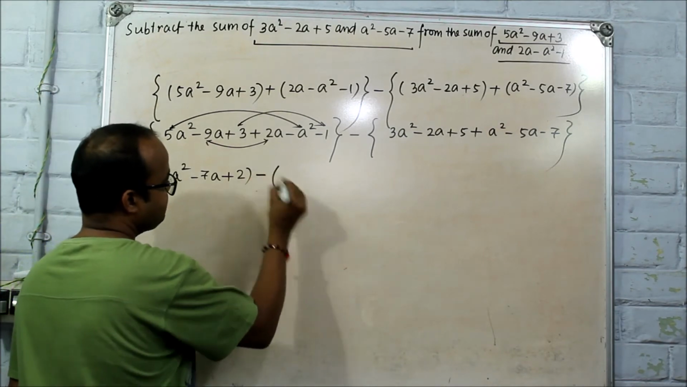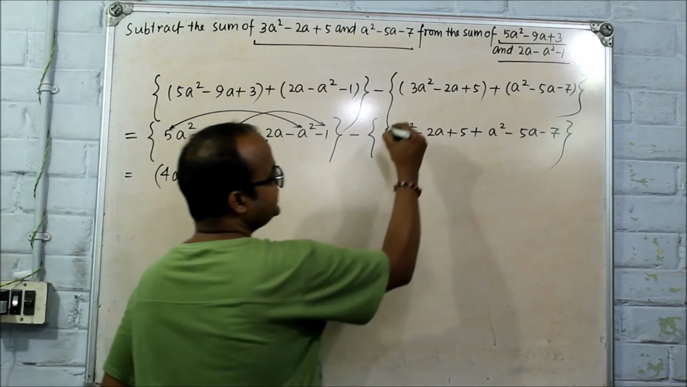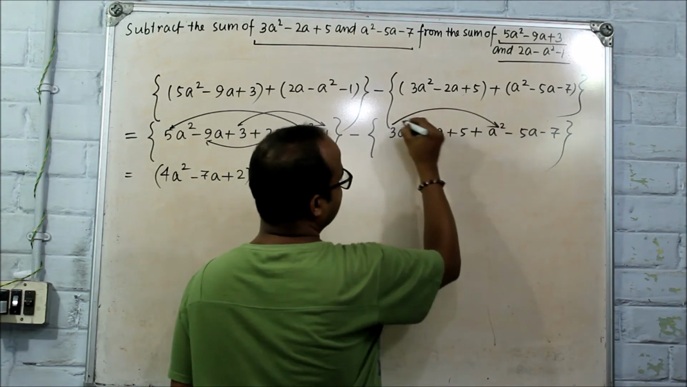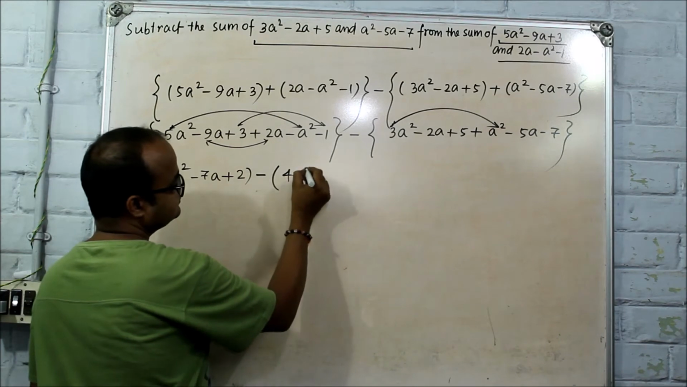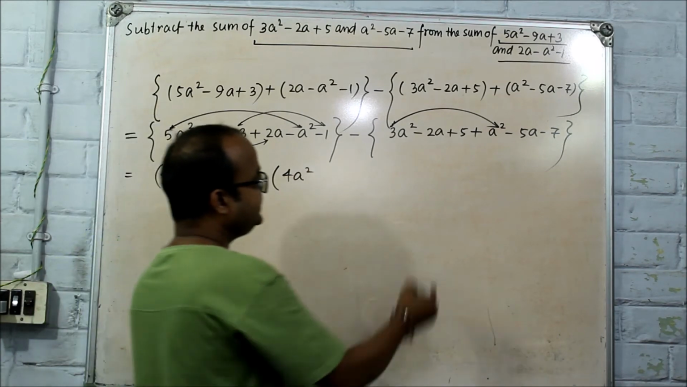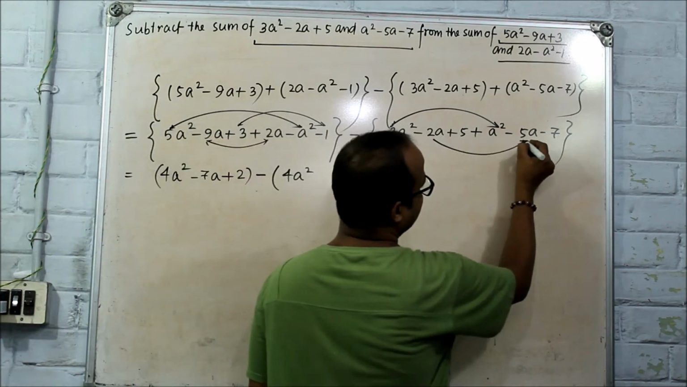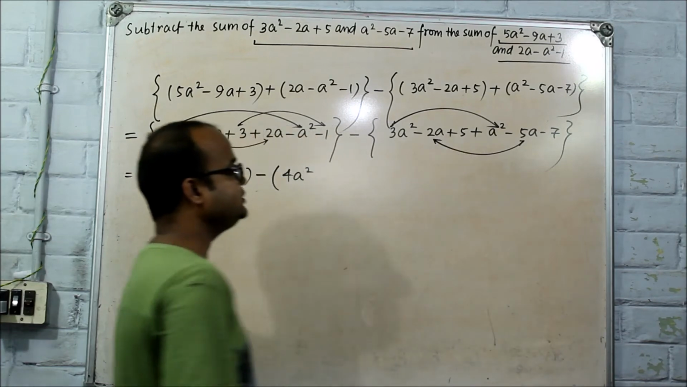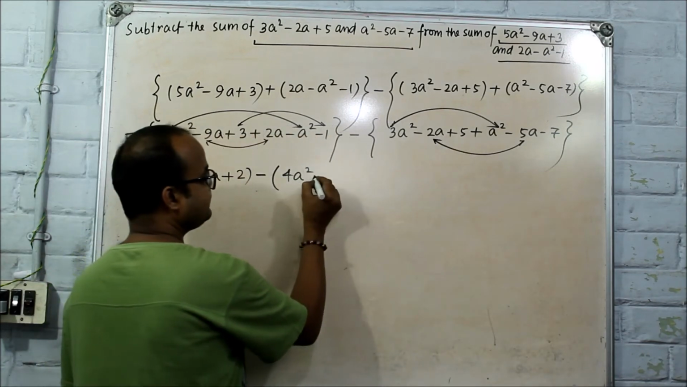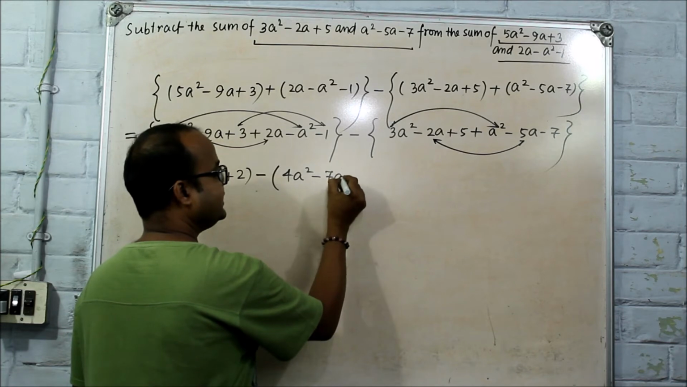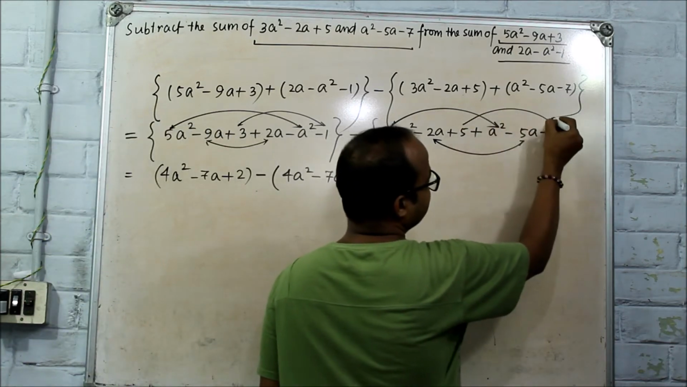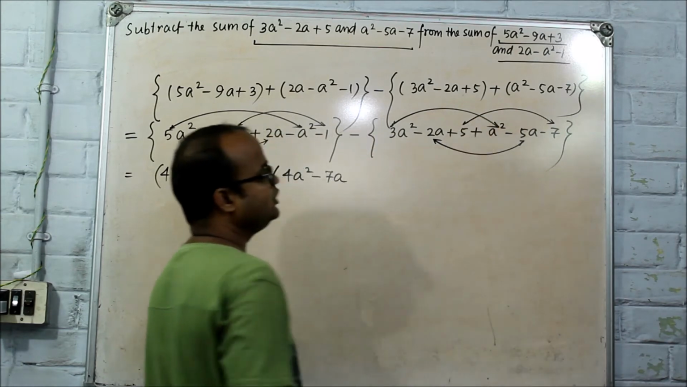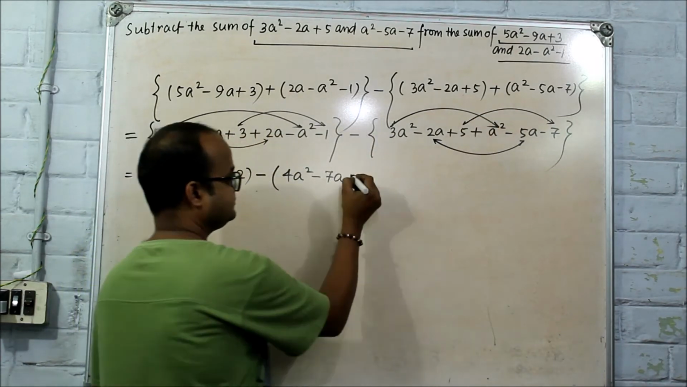Minus 3a square plus a square is equal to minus 2a square. Minus 2a and minus 5a, same sign, addition. So minus 2a minus 5a is equal to minus 7a. Plus 5 and minus 7 is equal to minus 2.